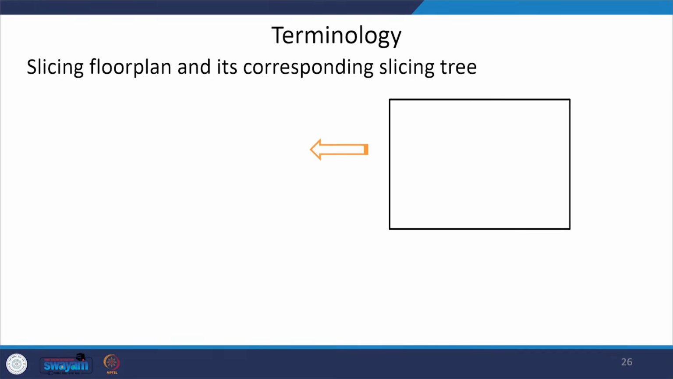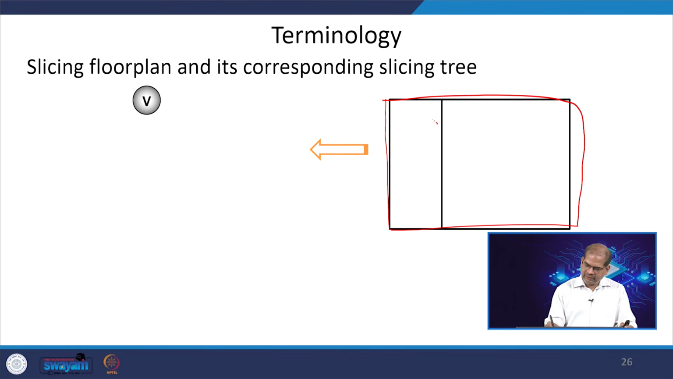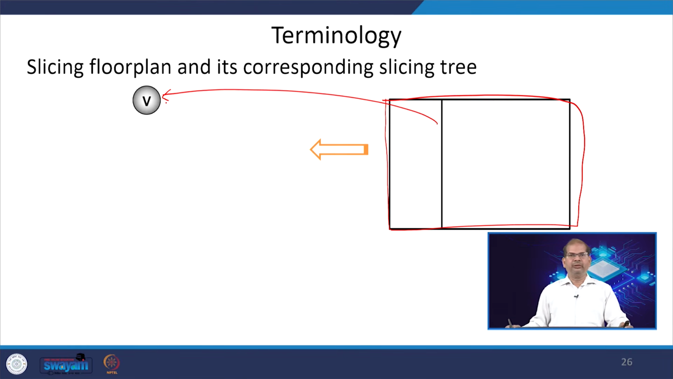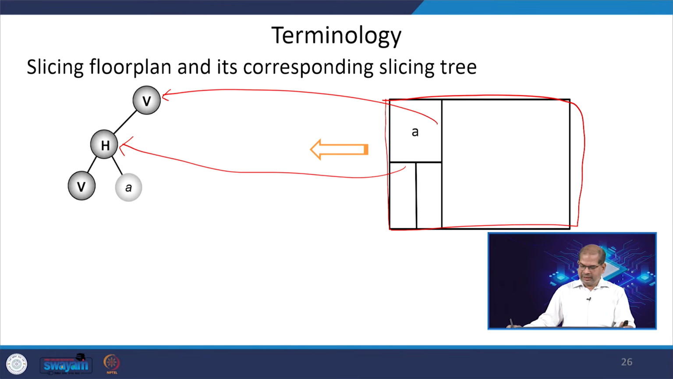In this slide, we will discuss the slicing floor plan and its corresponding slicing tree. Here we have an example of a slicing floor plan, and how we can construct the slicing tree corresponding to it. This is the bounding box of the floor plan, and we have a vertical cut. This line corresponds to this V node. Then we have a horizontal cut, which corresponds to this node. After this horizontal cut, we have again a vertical cut, corresponding to this one.